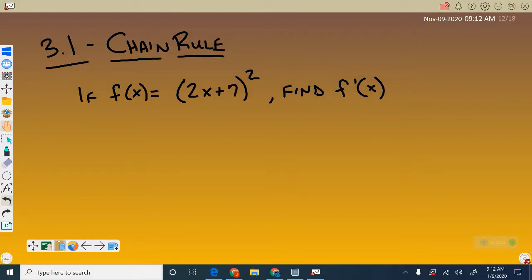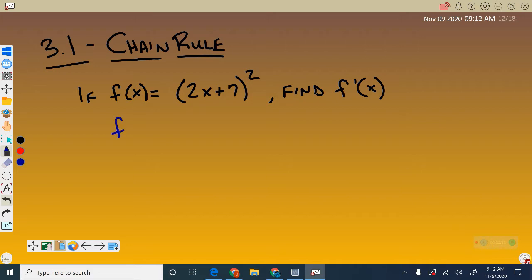Looking at the beginning of 3.1, dealing with the chain rule and how we can solve problems using something called a chain rule. This is a problem here first that we should be able to have solved, finding a derivative given this problem: (2x + 7) squared.